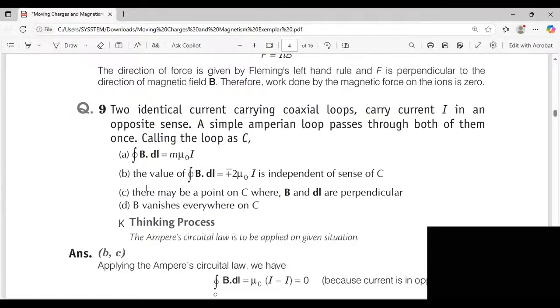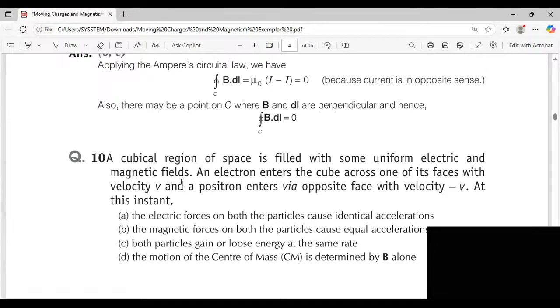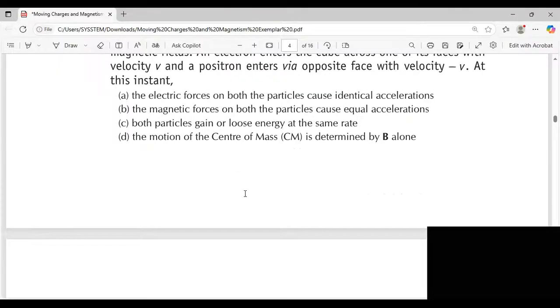Let's see question number 10. Here is question number 10. A cubical region of space is filled with some uniform electromagnetic field. An electron enters the cube across one of its faces with velocity v, and a positron enters via the opposite face with velocity v. At this instant, the electric force on both the particles causes identical accelerations.